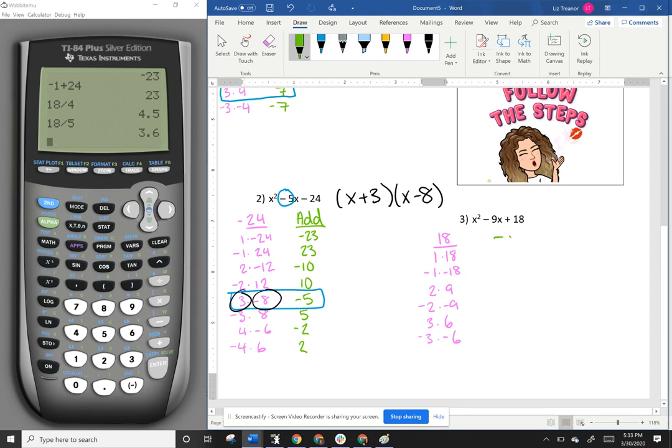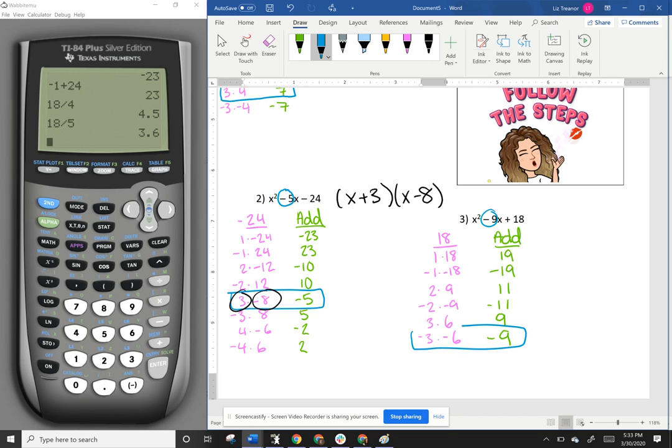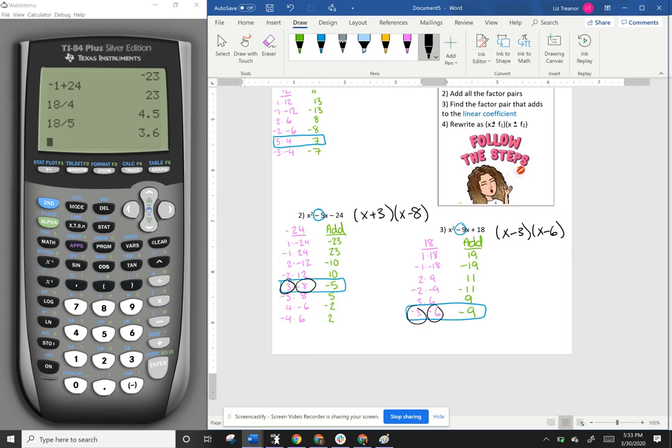Now let's add them. 1 plus 18 is 19. Negative 1 and negative 18 is negative 19. 2 and 9 is 11. Negative 2 and negative 9 is negative 11. 3 and 6 is 9. Negative 3 and negative 6 is negative 9. And we want negative 9. So we choose this one. And we rewrite this as x. 3 is negative, so minus 3. 6 is also negative, so x minus 6. And that is how you factor trinomials.